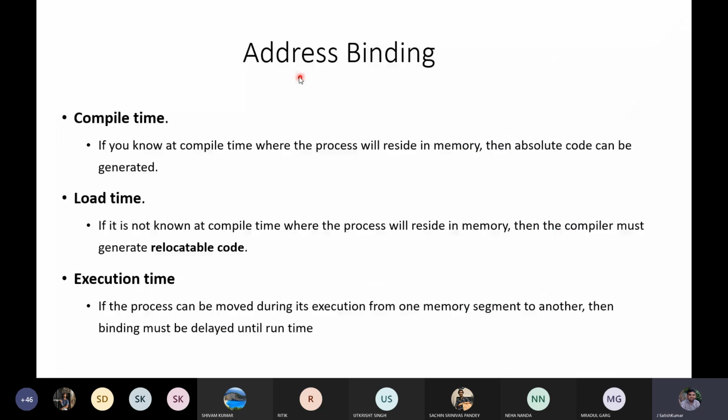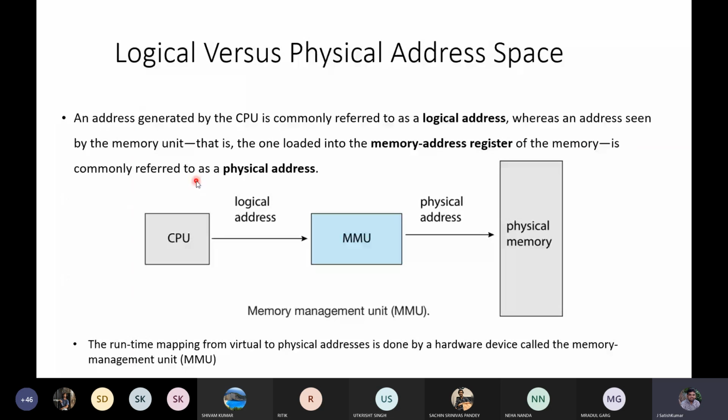For address binding, we need to understand what happens with respect to compile time, load time and execution time. In compile time, if the process will reside in memory, absolute code can be generated. In load time, if it is not known at compile time where the process will reside in memory, then the compiler must generate relocatable code. In execution time, if the process can be moved during its execution from one memory segment to another, then binding must be delayed until runtime. Usually this happens behind the screen.